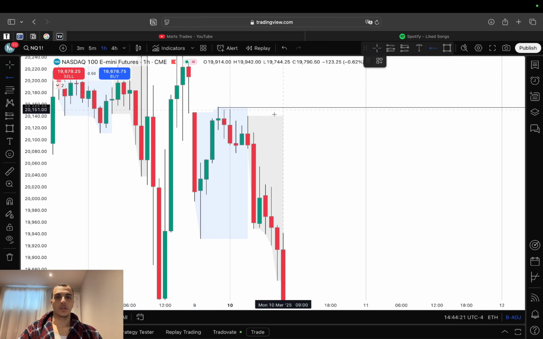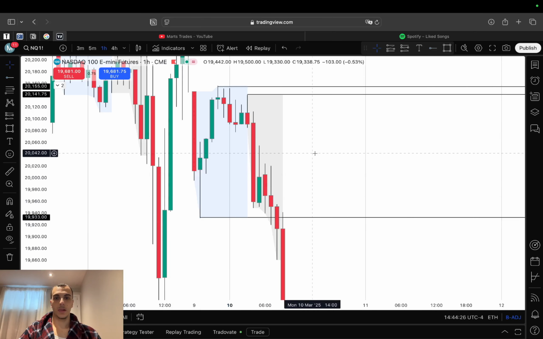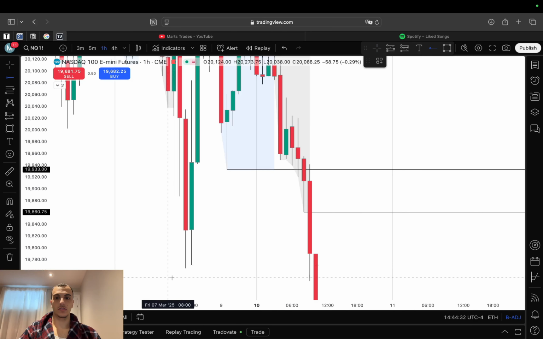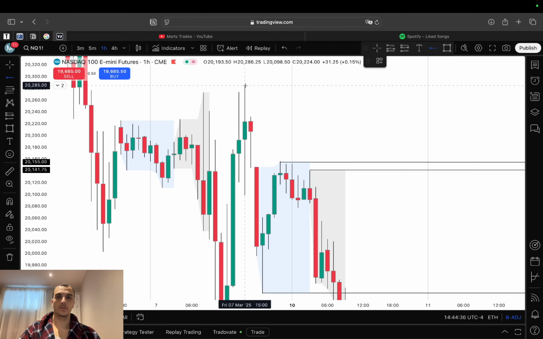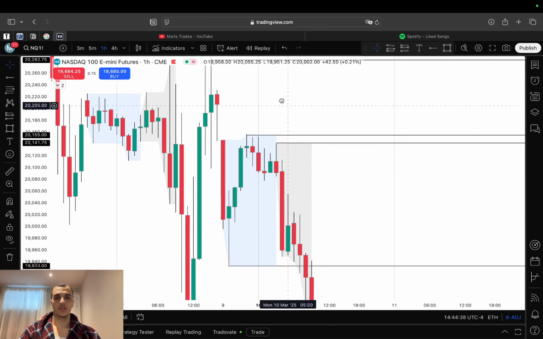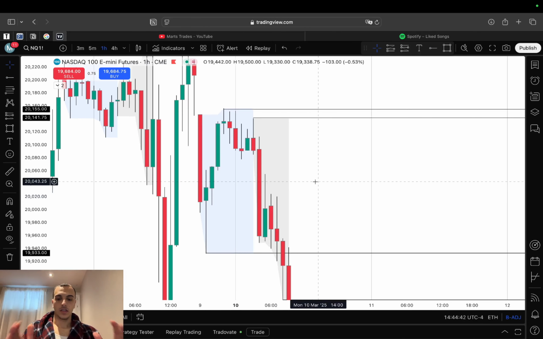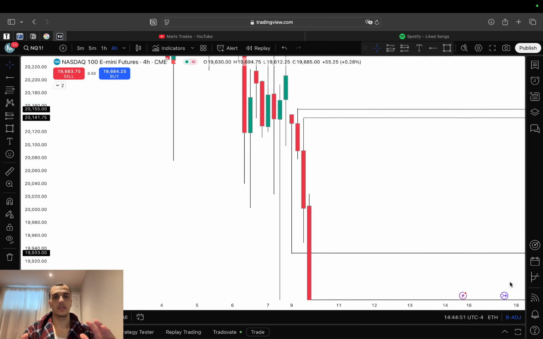Like always, we mark the sessions. Here we go. Then we mark the lows, the previous lows and highs. Sunday, yeah. Now gaps. Gaps, what we do first is we go on the 4 hour. Why? It's because it's gonna give us the general idea where the gap is.